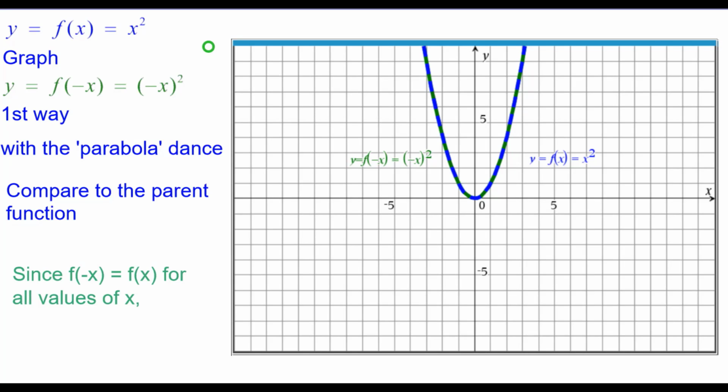Now, since f of the opposite of x is equal to f of x for all values of x in the domain of this function, we say that this function, f of x equals x squared, is an even function. That's the definition of an even function.